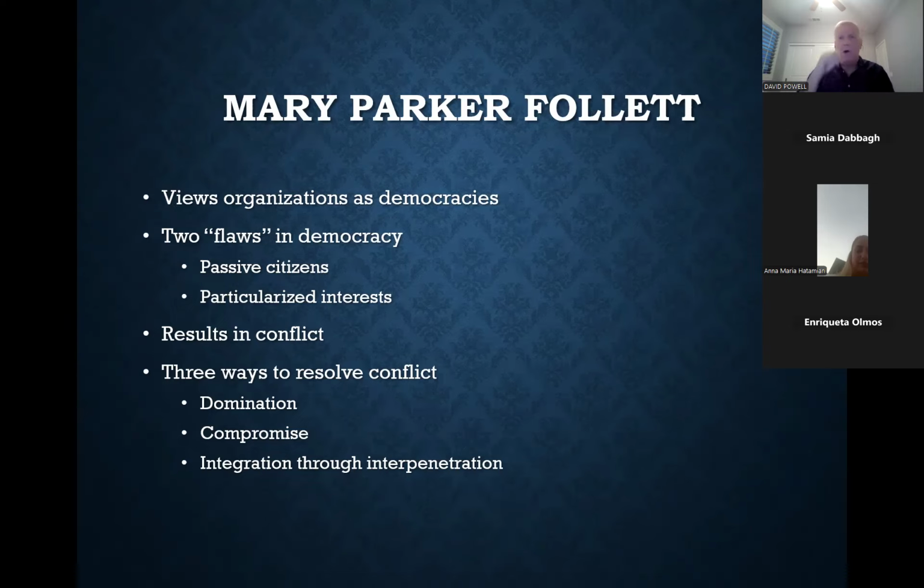And since we have all created this synthesized solution together, we can buy into that solution better. So she says, through this interpenetration of ideas that comes from participation, we integrate those ideas together into a solution that everyone has some buy-in to. They have some skin in the game, if you will. So her democratic organizations are organizations that really value employee participation and employee communication.